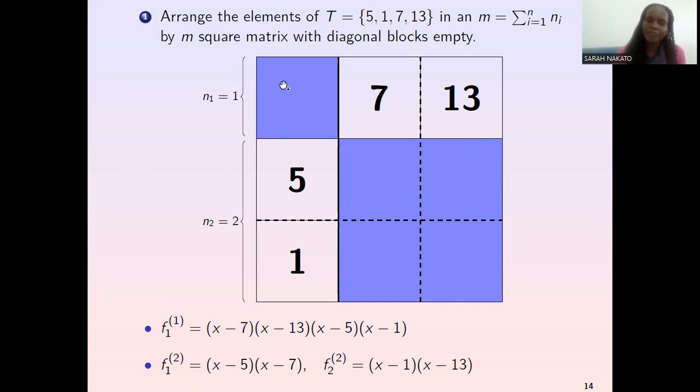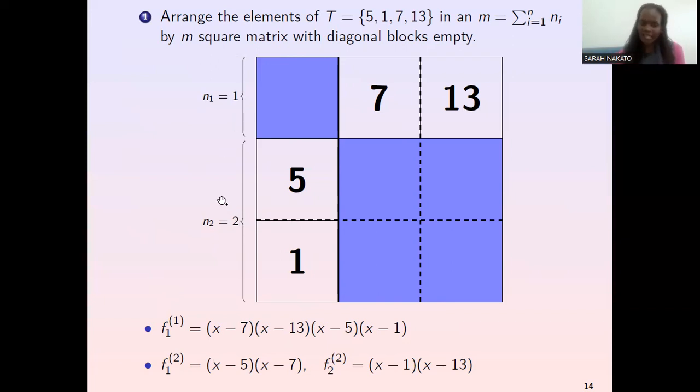So in the first block of rows, we have this. That's why we have x minus 7 and x minus 13. And then the first block of columns, first column is this. We have just 1 of it. So x minus 5 and x minus 1. So for that particular block, we have just 1 polynomial because n1 was 1.